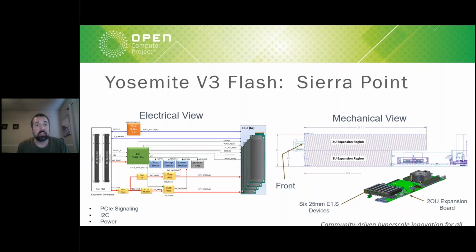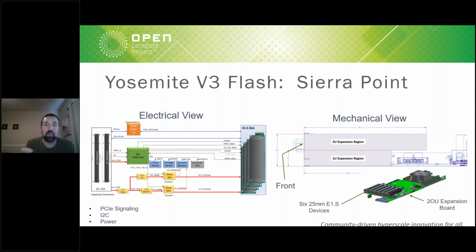So here's a block diagram of the Sierra Point expansion. Like the previous slide, it shows high-level interfaces, I2C, clocks, PCIe, power, and a few other things. Like the Vernal Falls, each drive gets a PCIe Gen 3 by 4 link. And on the right side, you can see a mechanical view and also a quarter-turn perspective view of the PCB. It's a little bit small, sorry about that.